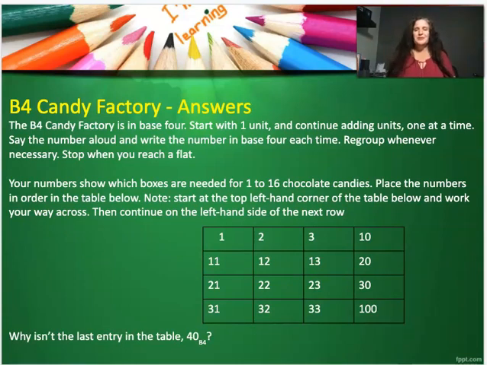Okay, how'd you do? Anyone get something wrong? This last box right here, why isn't it 40B4? I want you to think of that. And remember, I don't read this as 100. I read it as 100B4. So see if you can figure out those candies and make sense of it.